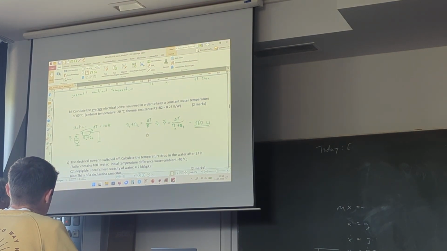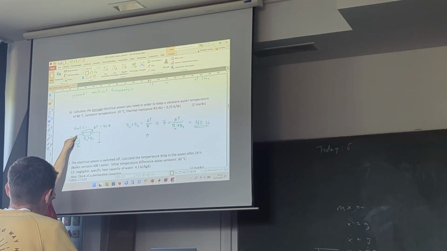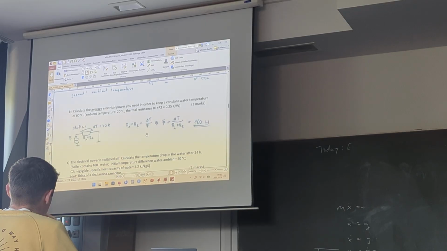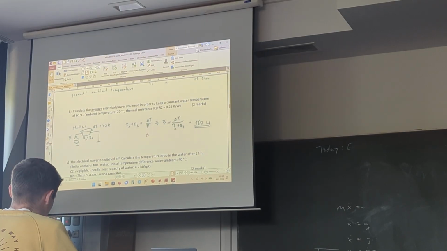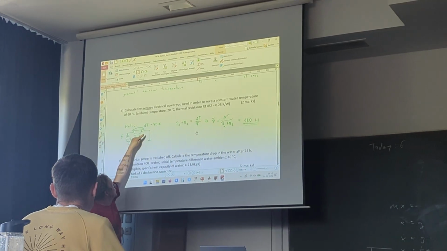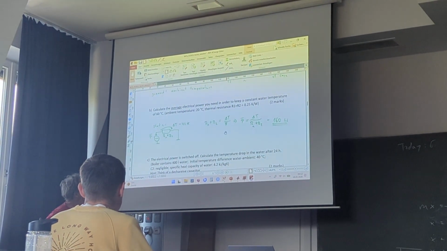And okay, what do we know? 60 degrees is the temperature of the water. 20 degrees is the temperature of the ambient. So there's a difference of 40, let's say 40 kelvins. And that acts across the 2 resistors.